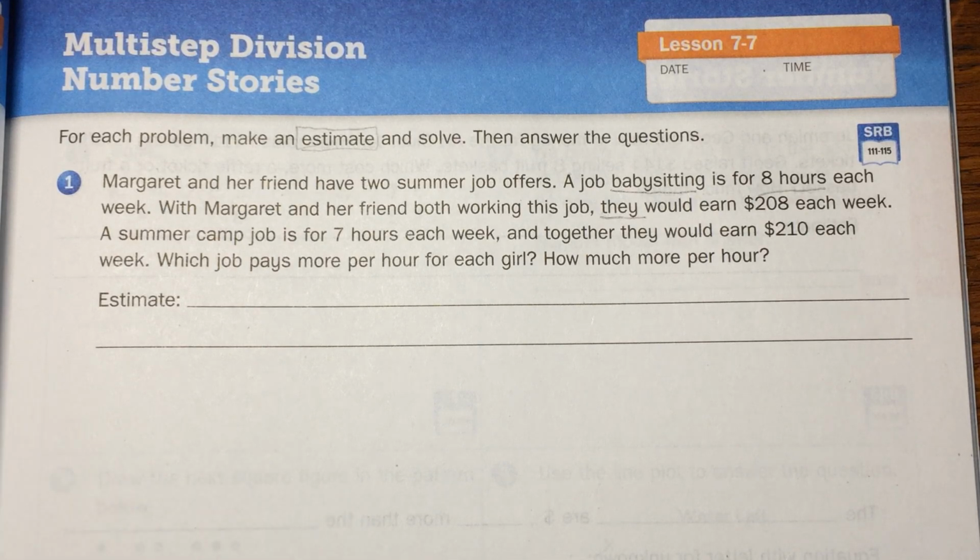So I actually already underlined some key pieces of information, and you can follow along as I read as we try to figure out what's actually going on here. So Margaret and her friend have 2 summer job offers. A job babysitting is for 8 hours each week. With Margaret and her friend both working this job, they would earn $208 each week. A summer camp job is for 7 hours each week, and together they would earn $210 each week. Which job pays more per hour for each girl? How much more per hour?